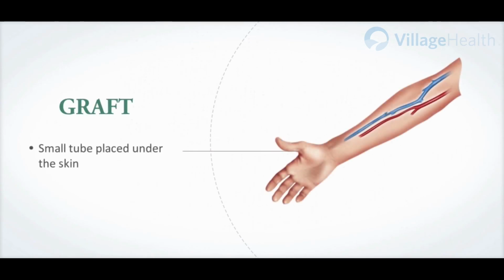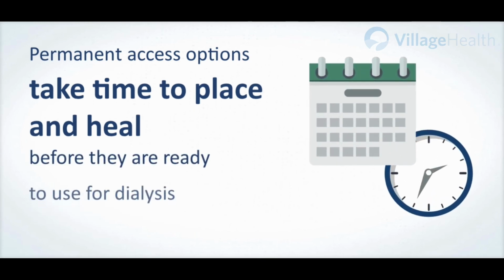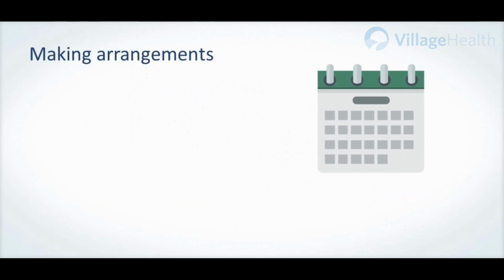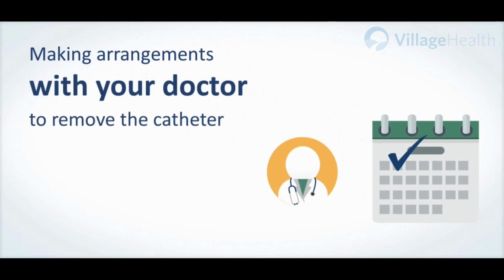The second option, called a graft, is a small tube placed under the skin and used to connect an artery to a vein. Permanent access options take time to place and heal before they are ready to use for dialysis. This is why making arrangements with your doctor to remove the catheter should happen right away.